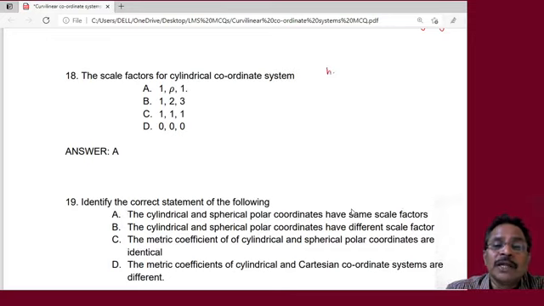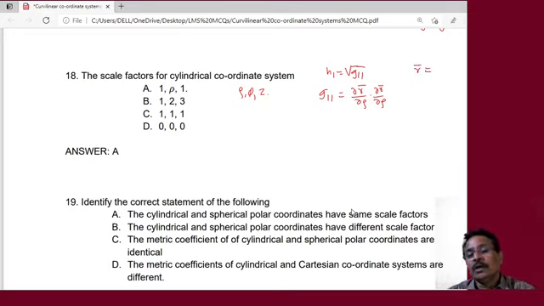So the scale factor h1 is given by the root of g11. We'll do one calculation. Here g11, in the case of the cylindrical coordinate system, uses rho, phi and z. These are the three different coordinates used here. That is to be obtained as ∂r̄/∂rho into ∂r̄/∂rho. For that, first we have to write this r̄ vector in terms of its coordinates, so you have to use transformation equations to write this r̄ in such a manner.